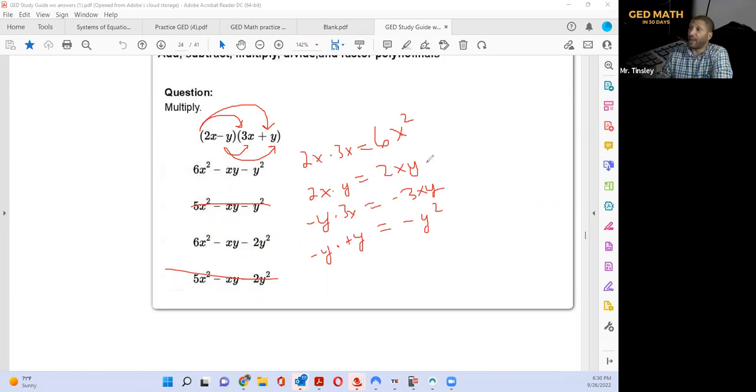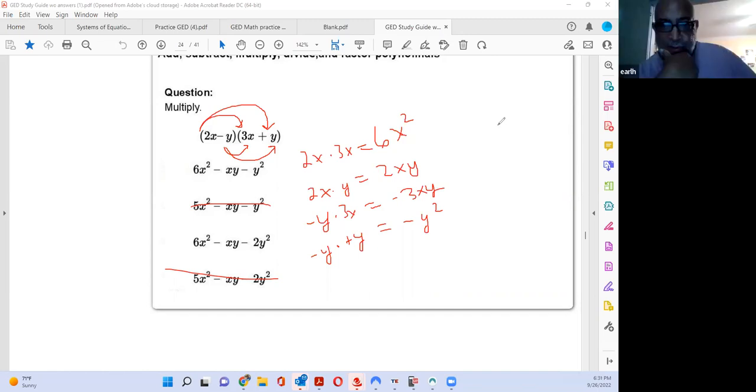So now we've got to combine like terms. Are there any like terms? So we have 6x squared, 2xy minus 3xy minus y squared. Are there any like terms? Yes: 2xy minus 3xy.